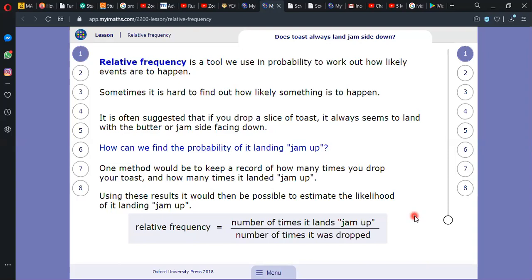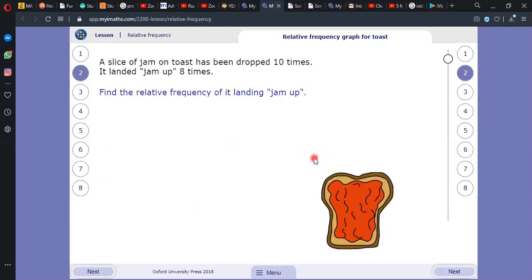Now, relative frequency equals the number of times it lands jam up divided by the number of times it was dropped. We're still going to give a general formula for relative frequency, but this one is defined with respect to the illustration that we're giving you over here. Now, we have a slice of toast with jam. Jam is the red part of it. It has been dropped 10 times and landed jam up 8 times. Find the relative frequency of it landing jam up.